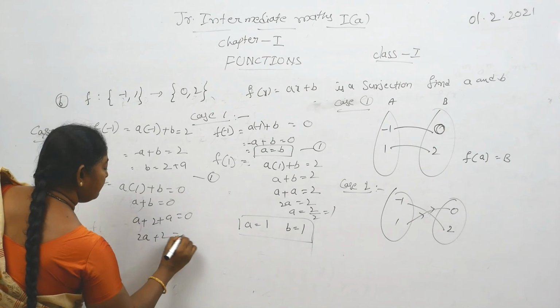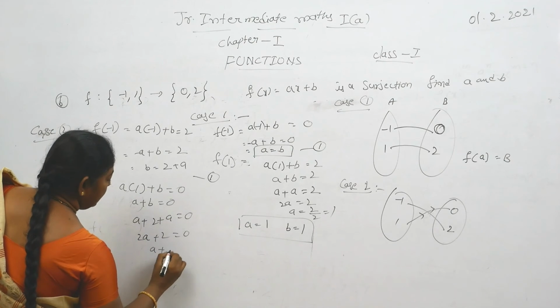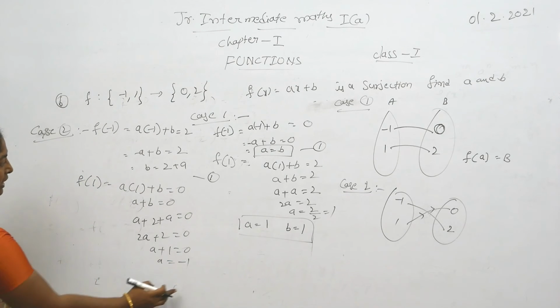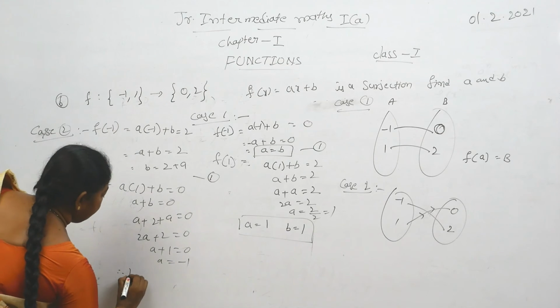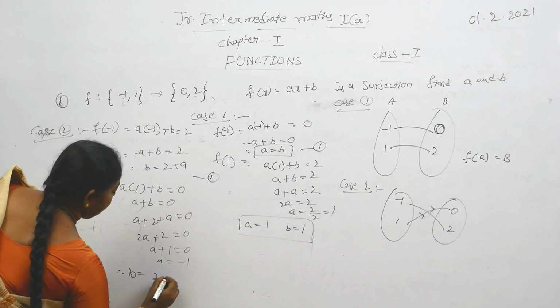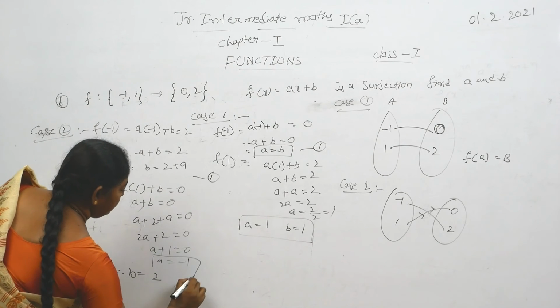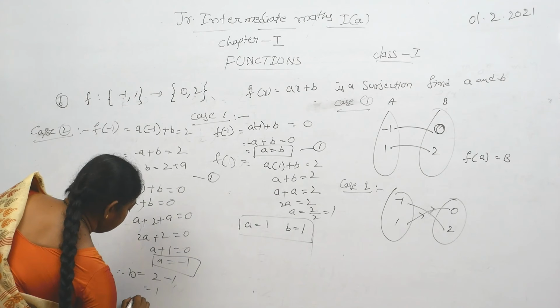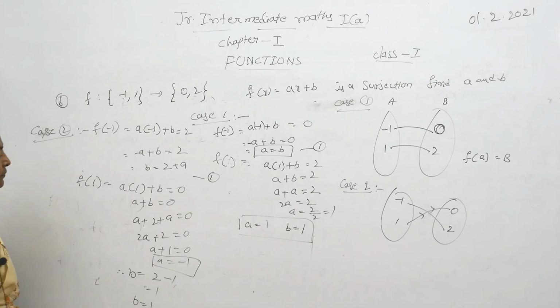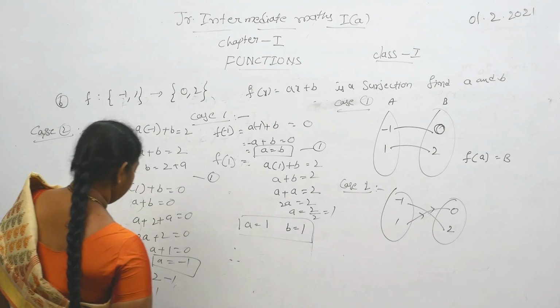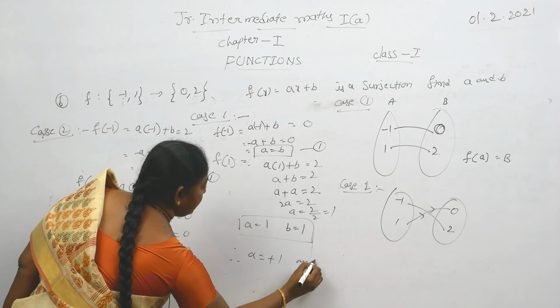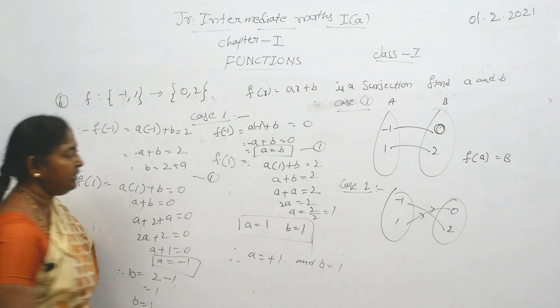2a + 2 = 0, a + 1 = 0, a = -1. So a = -1. Therefore b = 2 + a, a = -1, b = 2 - 1 = 1. So a = 1 in the first case. Therefore a = plus or minus 1 and b = 1. You can get it like this.